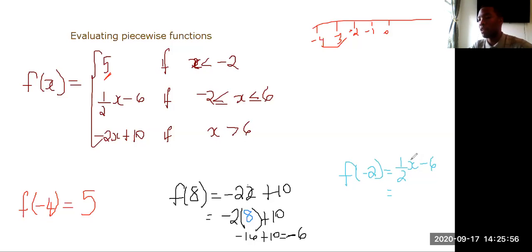So now all it's saying is replace my x with negative 2. So it's a half times negative 2 minus 6. And a half times negative 2 is negative 1 minus 6, which is equal to negative 7. All right, so f of negative 4 is 5, f of 8 is negative 6, and f of negative 2 is negative 7.